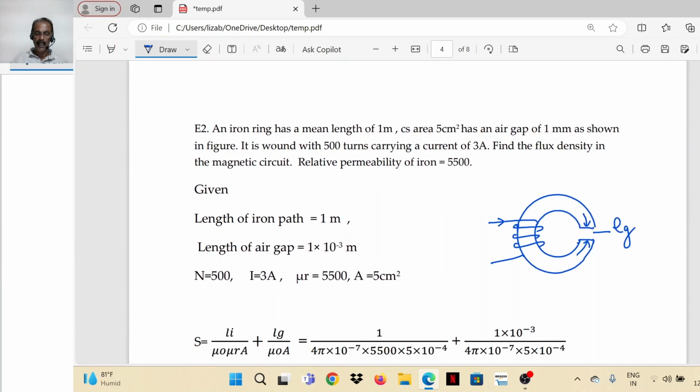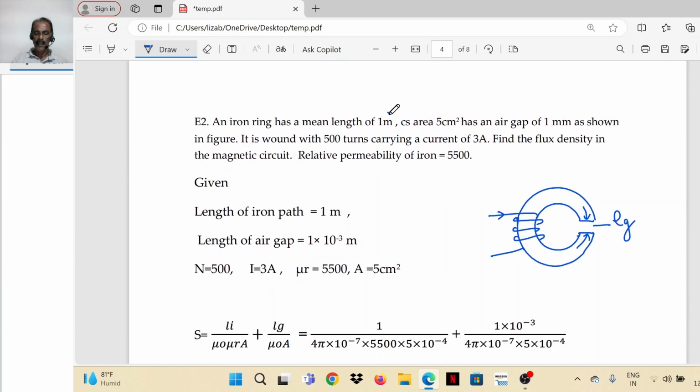Now another example. An iron ring has a mean length of 1 meter, cross sectional area 5 centimeter square, air gap 1 millimeter. So 500 turns of wire carrying a current of 3 ampere. Find the flux density. Relative permeability mu r is 5500.